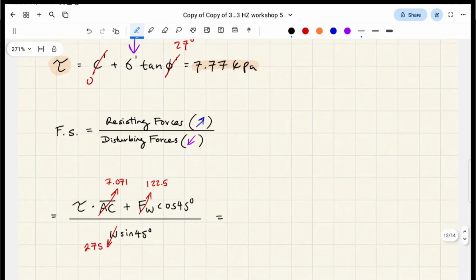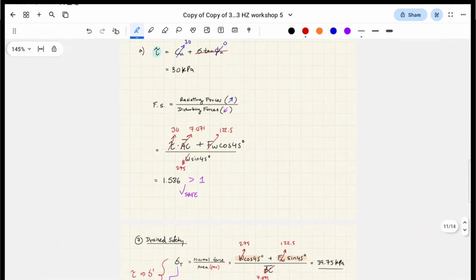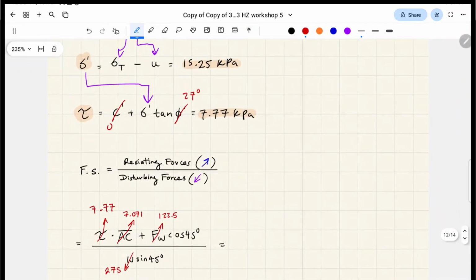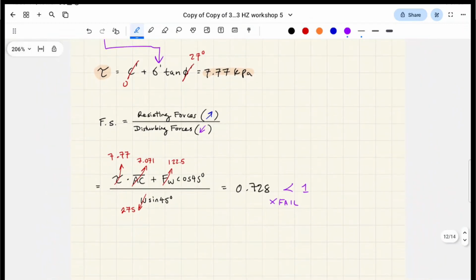And yeah, so basically the only thing that changes, so we still have our hydrostatic portion, but the only thing that changes is that this number is different. So before we had 30, yes. Now we have 7.77 and the hydrostatic water pressure, but this results in 0.728, right? Which is still less than 1. So even when the water is in the drain, it's not enough to resist the soil weight, basically. So it still fails. Okay. Does anyone have any questions?